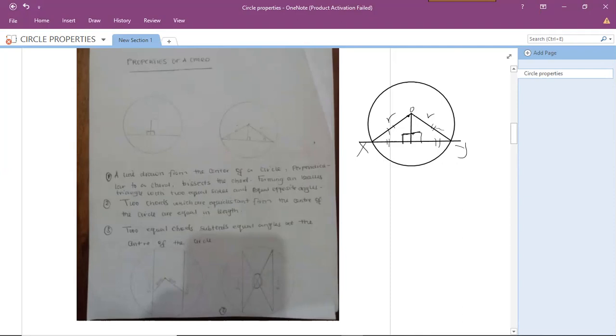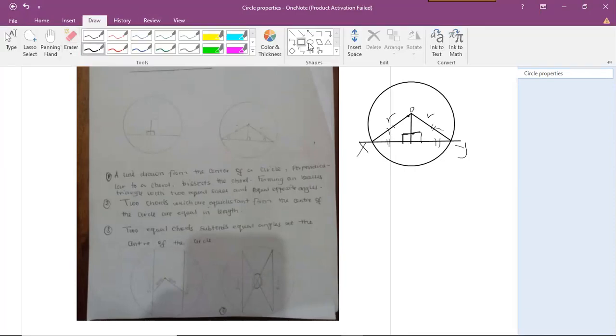First of all, you have to understand what a chord is. A chord is this line here, line XY, because it's joining two points on the circumference and it's not passing through the center. And if you draw a line down to the chord from the center, it meets the chord at a perpendicular angle. This line bisects the chord, and it's usually going to form an isosceles triangle.